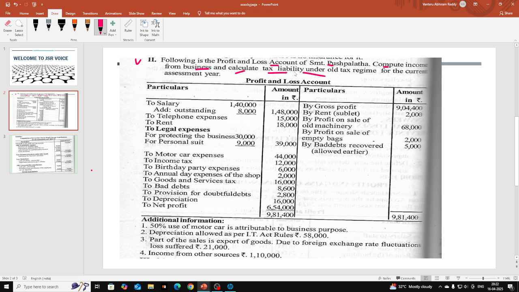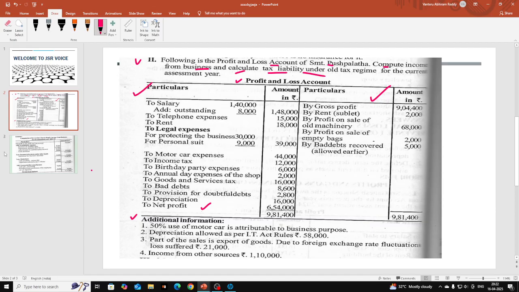So the question will be like this. They will give you a profit and loss account, some items on the debit side, some items on the credit side, and some additional information will be given to you. Here you will get net profit. You have to concentrate on a few points in the question, and I will tell you how to do the solution.